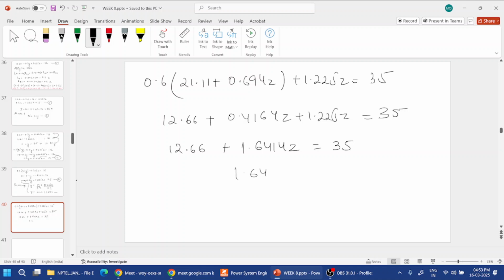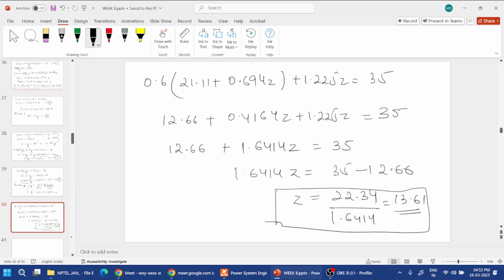So 1.6414z is equal to 35 minus 12.66. So 35 minus 12.66 is 22.34, and divided by 1.6414, the z value comes out to be around 13.61. Based on that, we can say this is the value of the current which will pass through the interconnect.